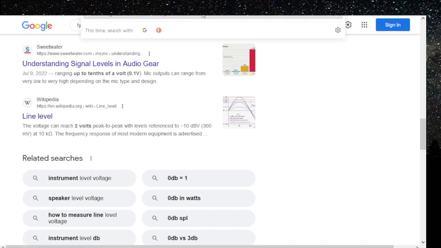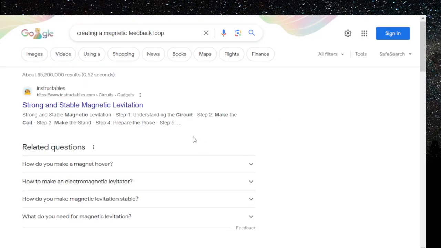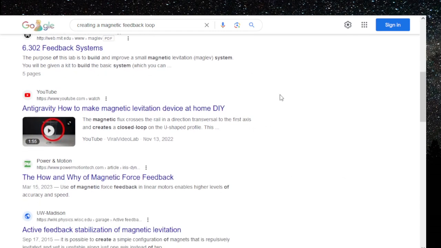Creating a magnetic feedback loop. Strong and stable magnetic levitation. I don't know what that is. Building a small maglev system. Magnetic levitation. Wow, why are we getting anti-gravity? Do it yourself at home. What is that? Are we looking at this on the website? Because this should be up on my stream, which I believe it is. Looking at web page. It's not quite centered, is it?